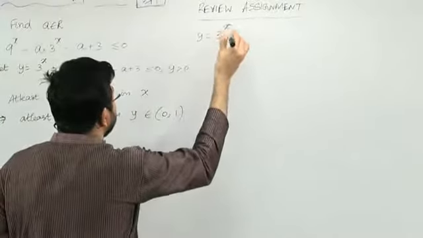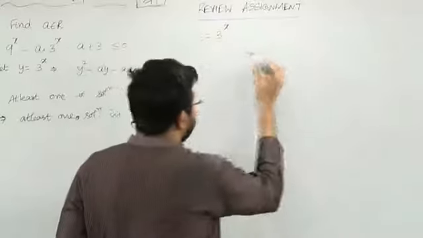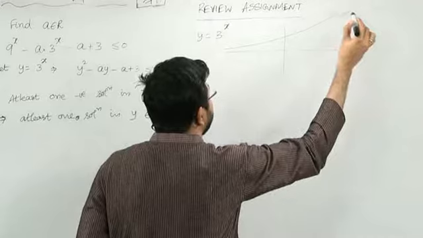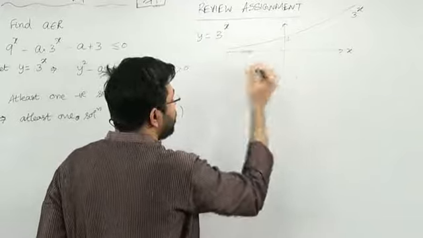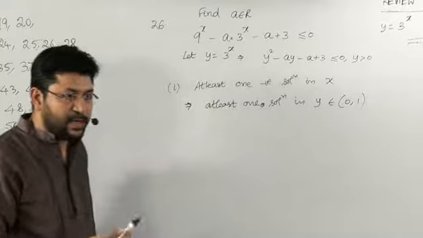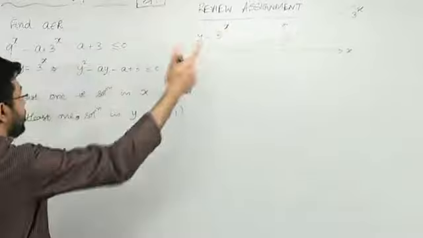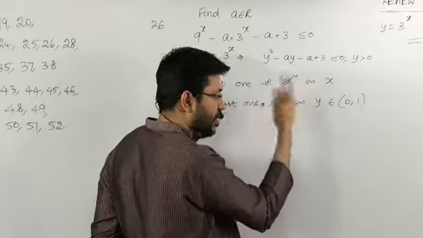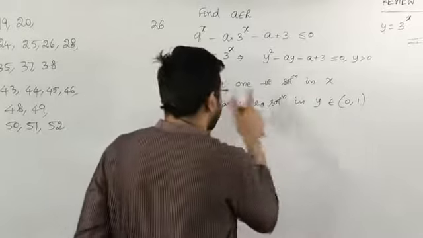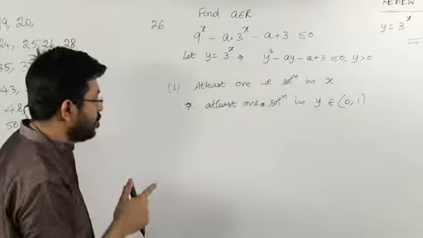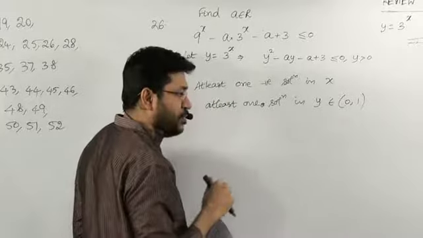Y is 3 power x. Suppose x is negative. This is the graph of y equal to 3 power x. For all negative values of x, the value of 3 power x is a positive fraction. So if x is some negative number, then y will be some positive fractional number. So at least one negative solution in x implies at least one solution in y belonging to the interval 0 to 1. Now this is a concave upward parabola.